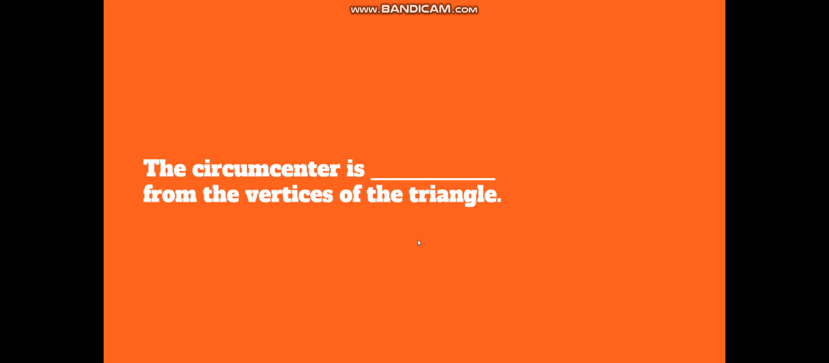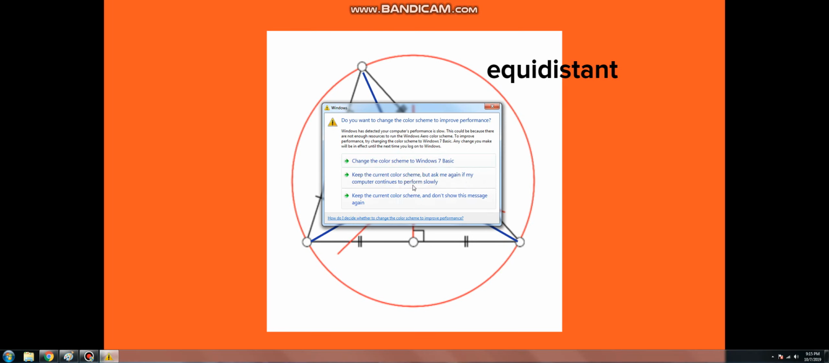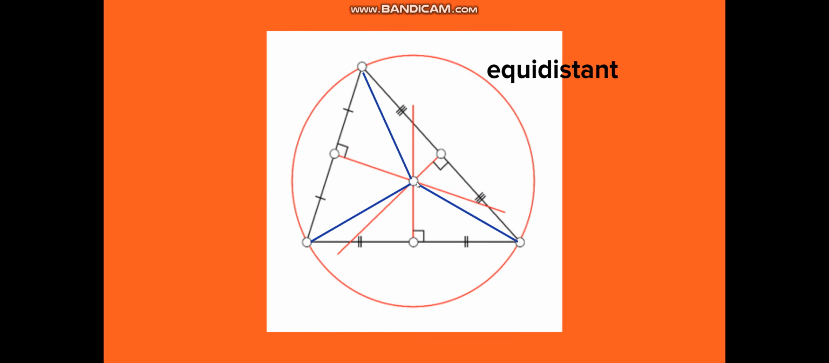The circumcenter is equidistant from the vertices of the triangle. If we draw out these lines from the vertices to the circumcenter, those distances are all going to be the same. They are all congruent. They are all equal. The circumcenter is equidistant from each of the vertices. Equidistant means same distance.